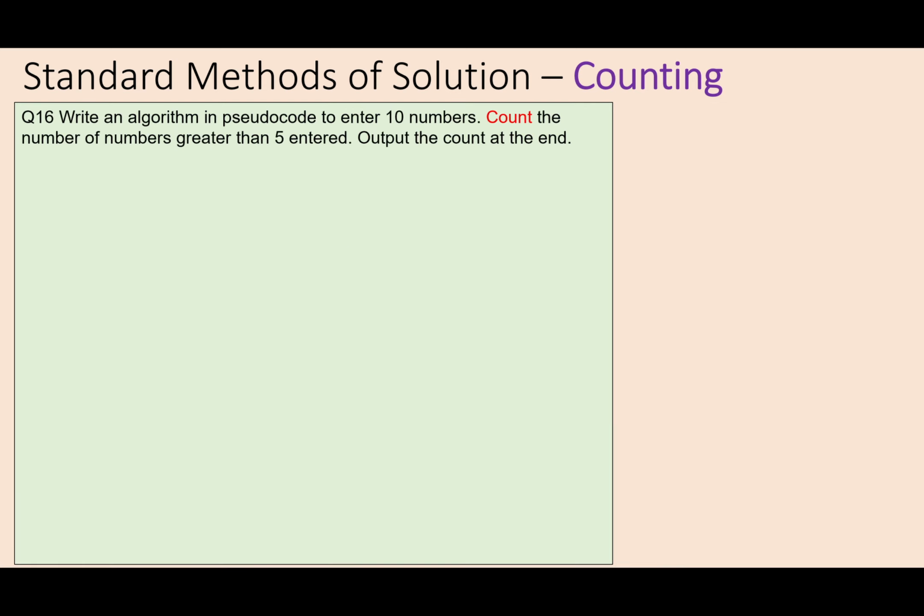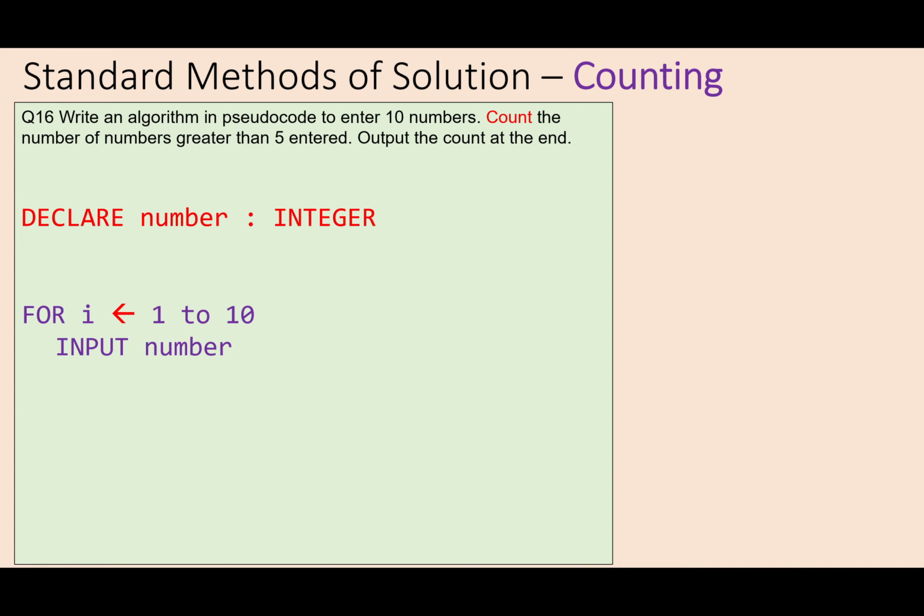So, write an algorithm in pseudocode to enter 10 numbers. Count the number of numbers greater than 5 that are entered, output the count at the end. So this time we want a loop that's going to go around 10 times, but we're not using an array this time. So we're going to input a number, and then we're going to see whether or not that number is greater than 5. So we want our loop to go 10 times. We're going to input a number.